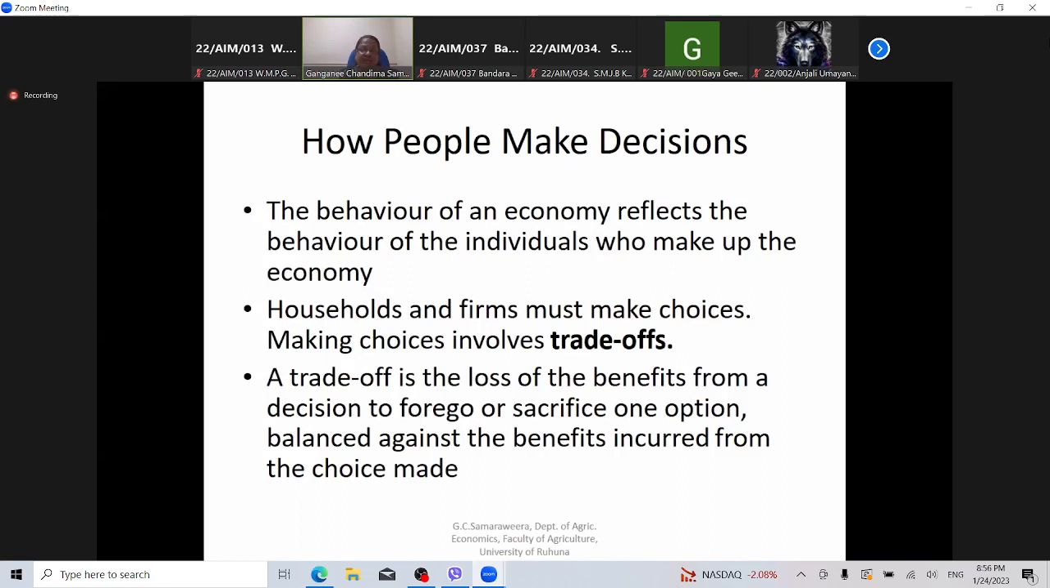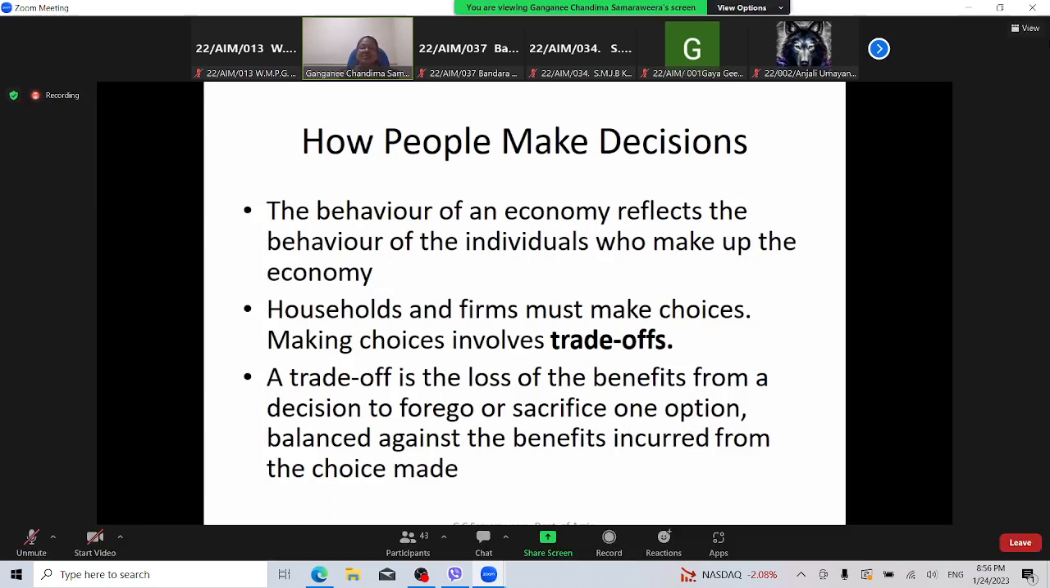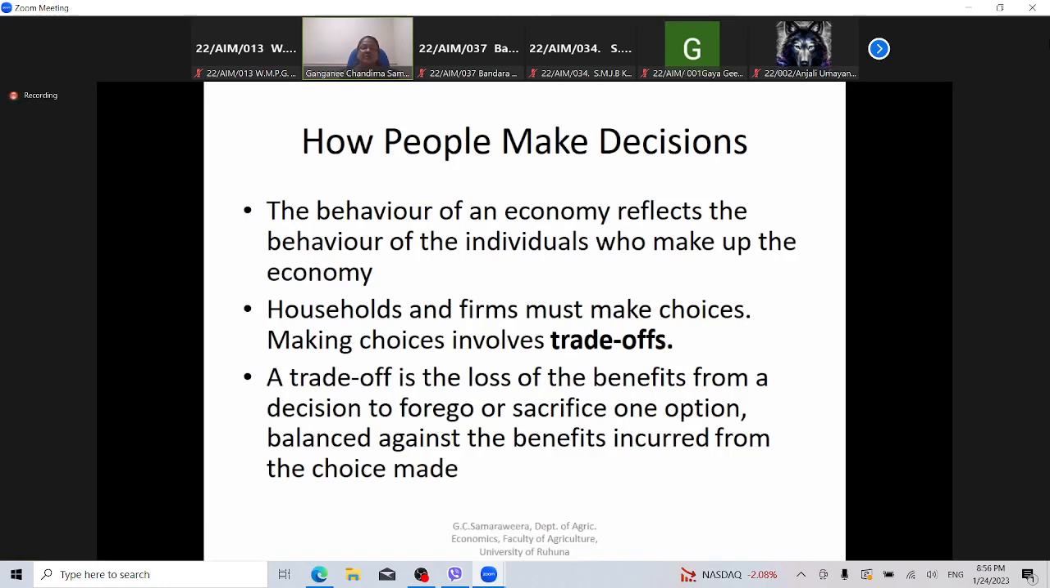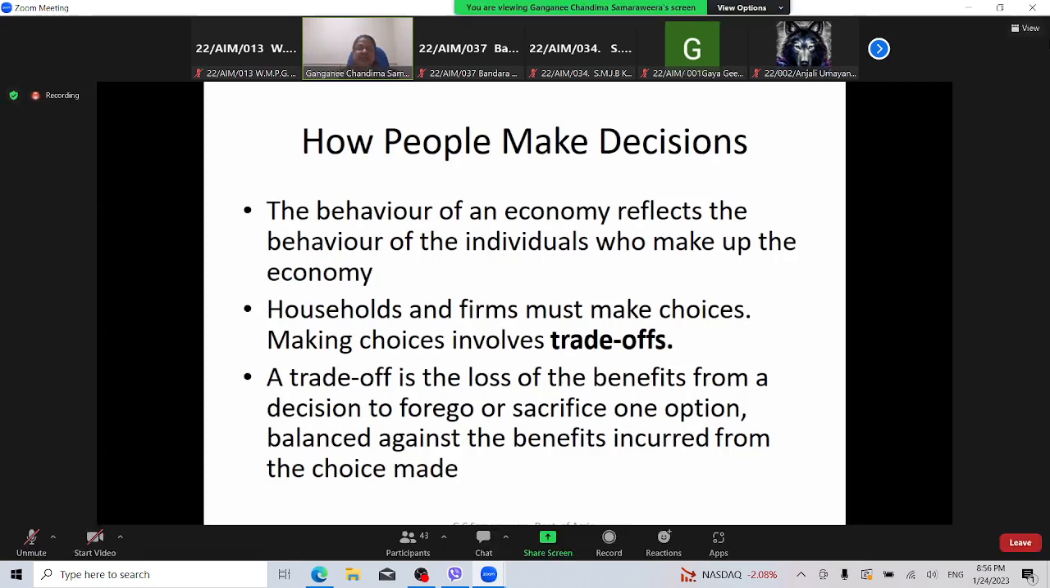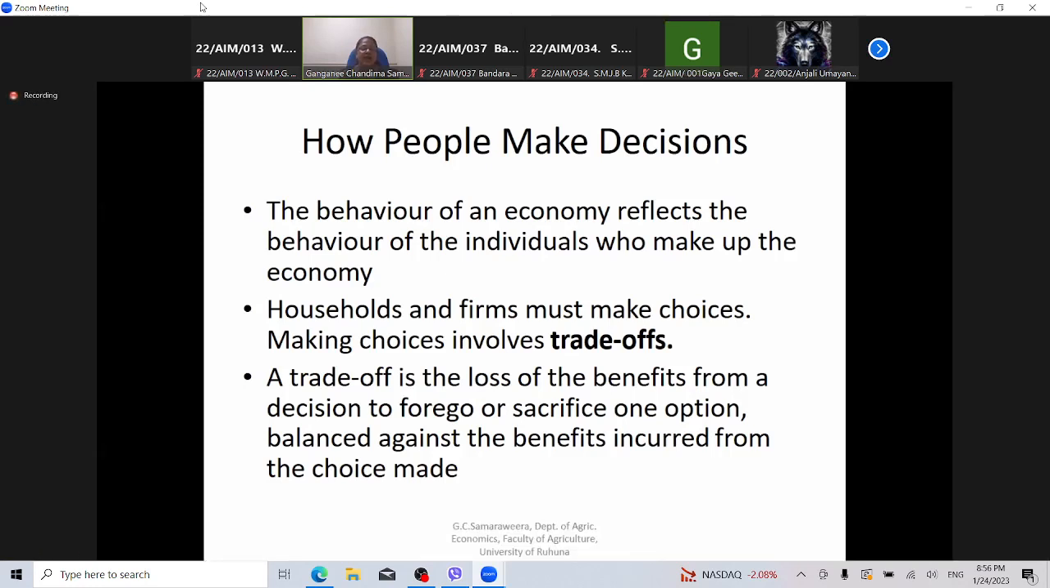You can make it a cinema hall, or a paddy field, or a lecture hall to learn. So these are the alternative sources. But households, let's say I am a firm owner, so I need to take a decision on what to do there. Then I have to trade off one decision, or give up one decision, to set. That's why I have to sacrifice one option. So that is trade-off. That's the way people make decisions.